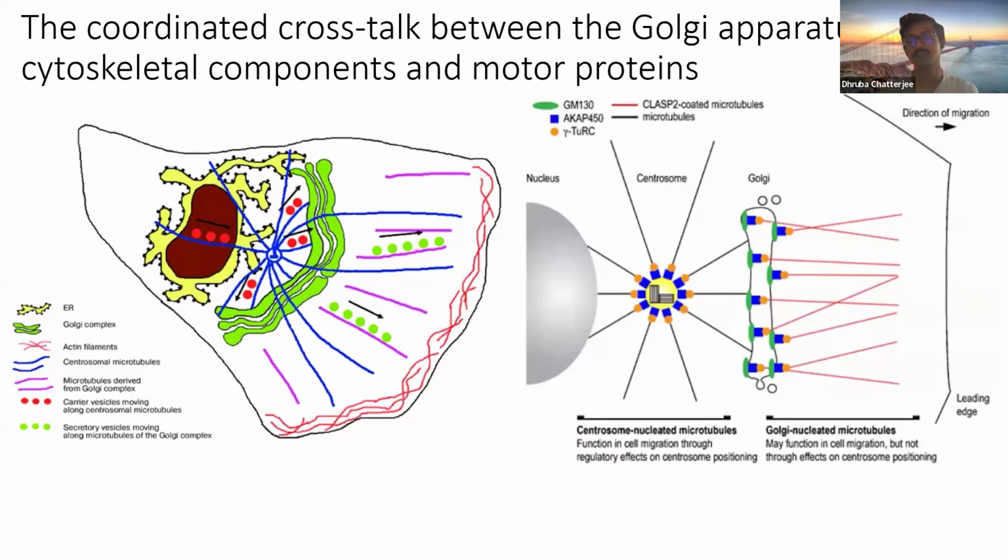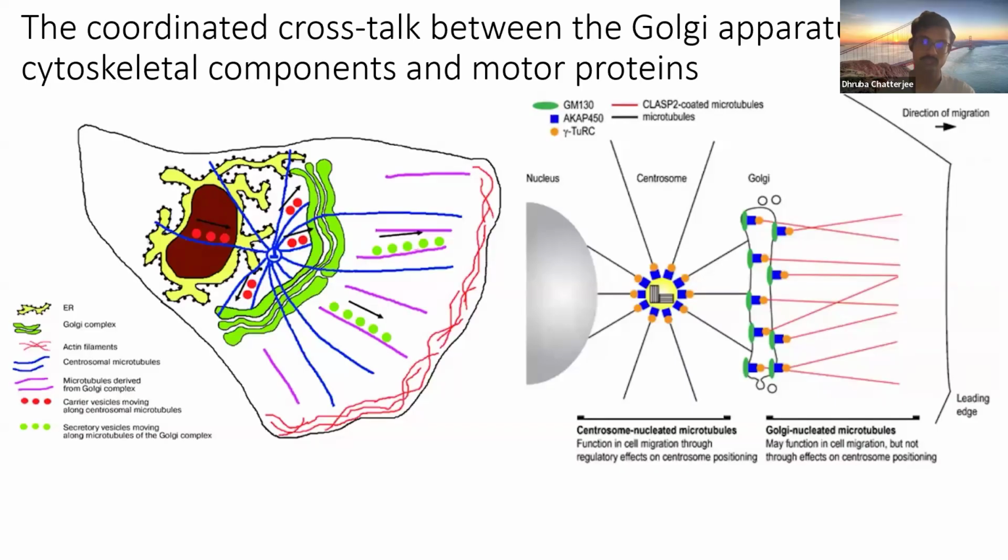While we saw earlier that the primary hub of microtubule polymerization and elongation is the microtubule organizing center, right? The centriole, centrosome, and the microtubule organizing center, which is located perinuclearly. But recent studies also show that there are Golgi nucleated microtubules.